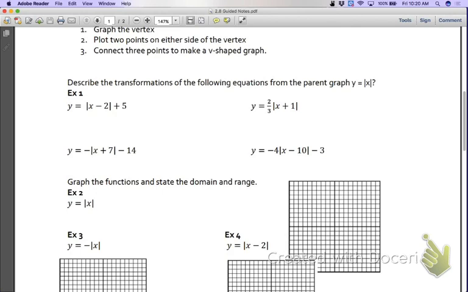Right here. Positive or negative, so is it going to get flipped? No, because it's not negative, so it's just going to stay as is. What is that negative 2 going to do? Which way is it going to go? Left or right? Right, how many? Right 2. And then what's that 5 going to do for it? Up 5.